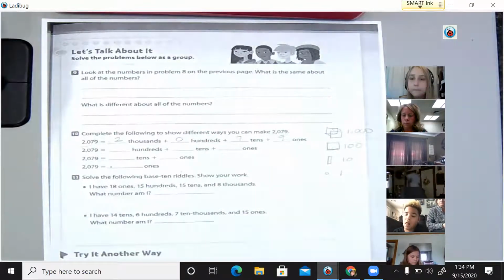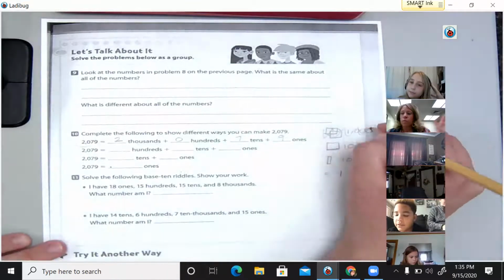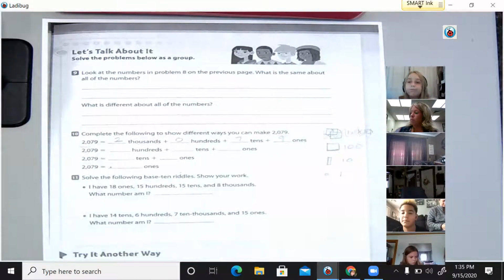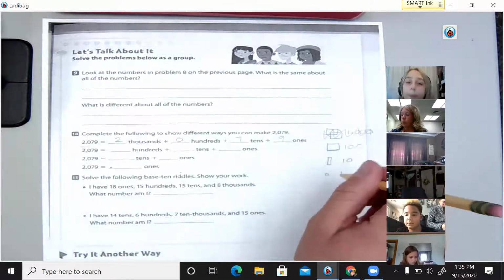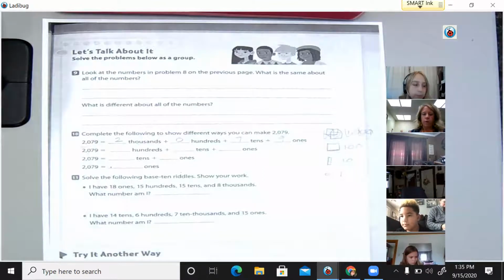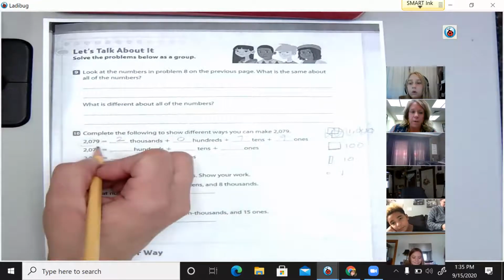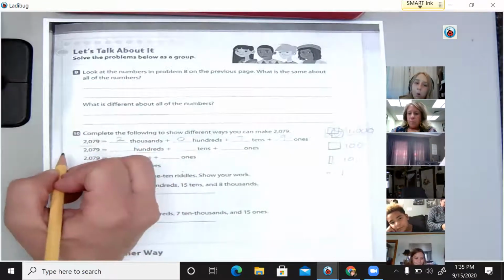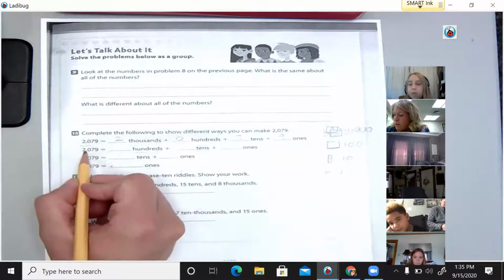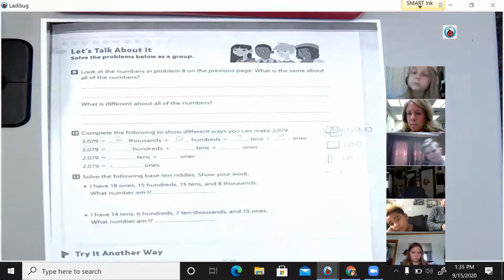Sophia? They eliminated the ones. No. Wait, no, not the ones. Sorry, the thousands. That's what I meant. So they're saying you can't use the big cube anymore. You can only use flats, longs, and cubes. So here's a little trick that we thought of last year when we started doing this, something to make it a little easier. Since we're starting with hundreds, that's our biggest place value, I'm going to underline the digit in the hundreds place. Nina, in the number 2079, which digit is in the hundreds place?